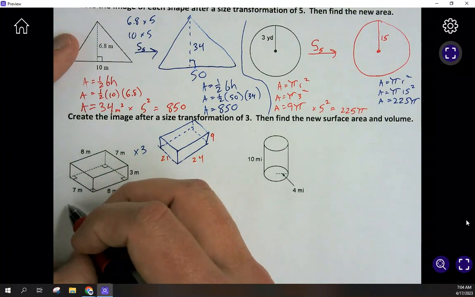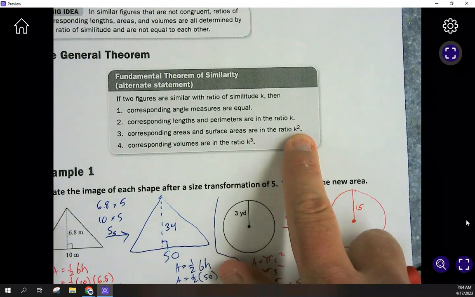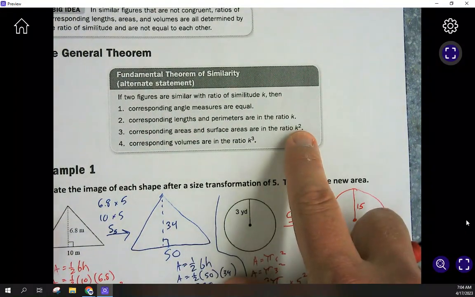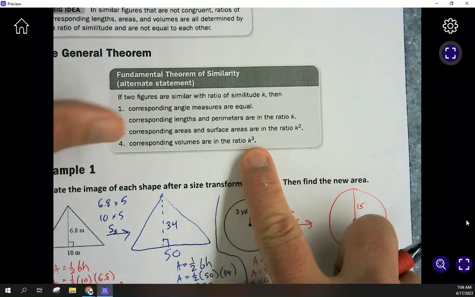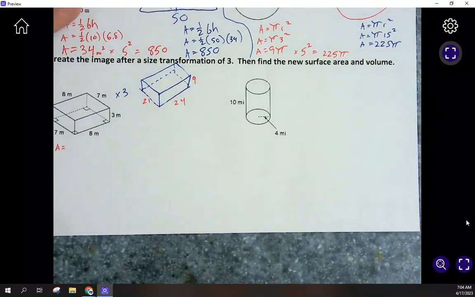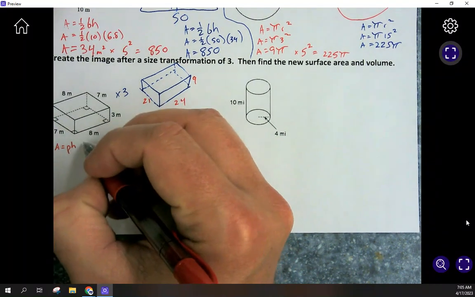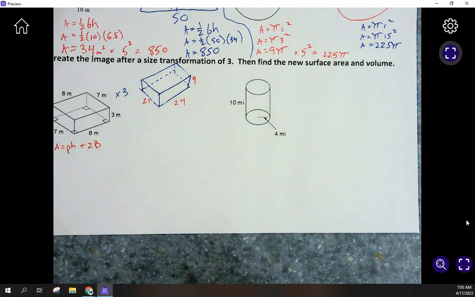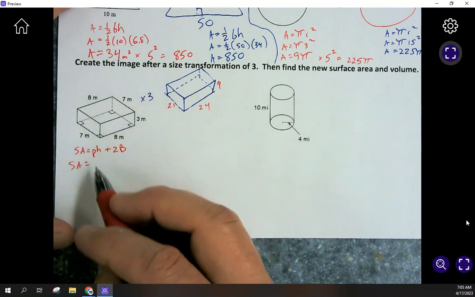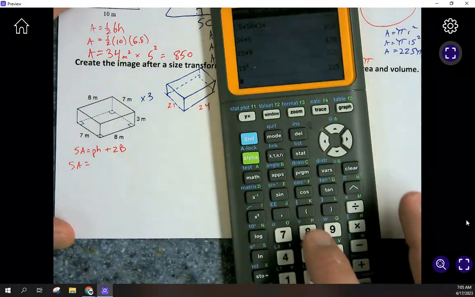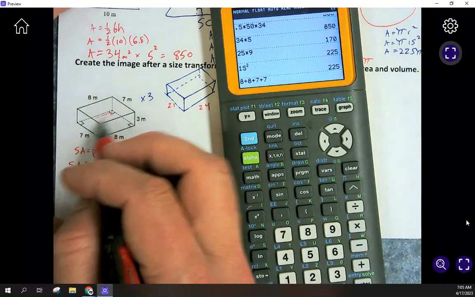So let's start with surface area. Surface area is going to follow your area ratio, so it should be just like these. Whatever the ratio of similitude is squared, that's going to be the ratio of the surface areas, and then the volumes will be to the third power. So let's keep those straight. So surface area of this type of shape is the lateral area, perimeter times height, plus 2 times the area of one of the bases. So with the original shape, let's go ahead and plug that in. Perimeter would have been 8 plus 8 plus 7 plus 7. We'll call this bottom part the base.